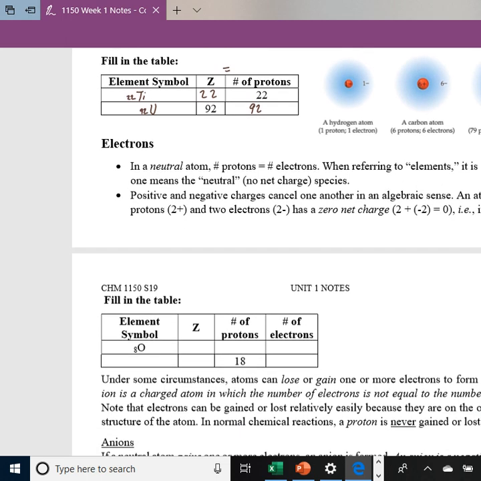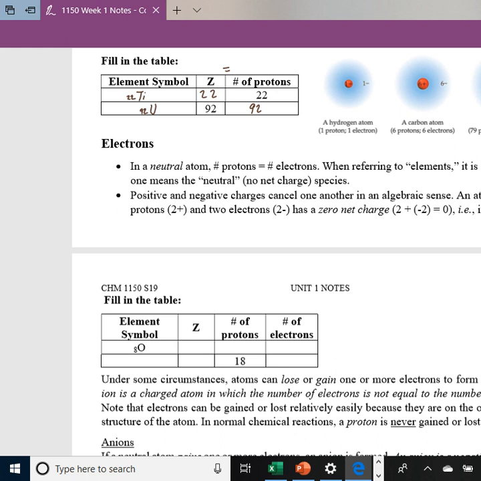Now, electrons in a neutral atom. If we just say the element as its name is given on a periodic table, that usually means that we're talking about a neutral element. So in a neutral atom, the number of protons is equal to the number of electrons. When referring to elements, it is assumed that one means neutral. We change the way we say the element name if it's not neutral, and we'll be getting into that later when we go into ions.